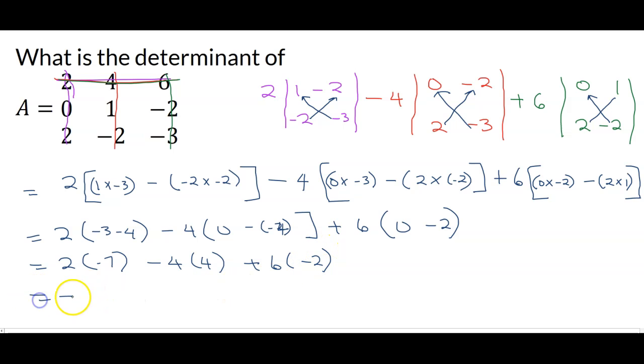So this is going to be -14 minus 16 minus 12. And this is simply going to give you 14 plus 16, 30. 30 plus 12, we have 42. So this is -42.